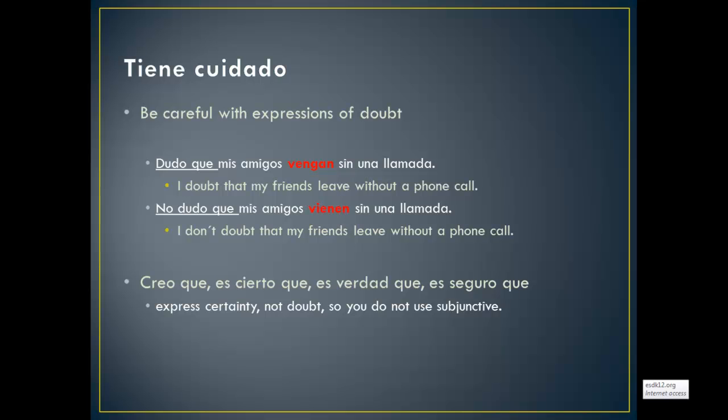Now, on the flip side, if I turn these around and I start saying, no creo que, no es cierto que, no es verdad que, no, it's not certain that, no, I don't believe that, no, I'm not sure that, that goes back to being doubt again. All right? So if they're in the affirmative, if they're saying, yes, I believe it, creo que, yes, it's certain that, es cierto que, then you do not use subjunctive. If they're negative, if we start saying no creo que, that leaves doubt, so we use the subjunctive.